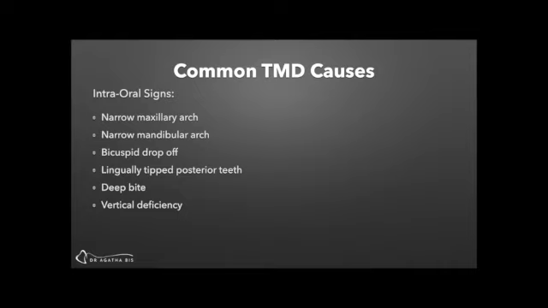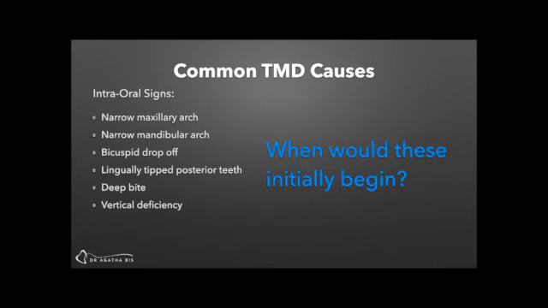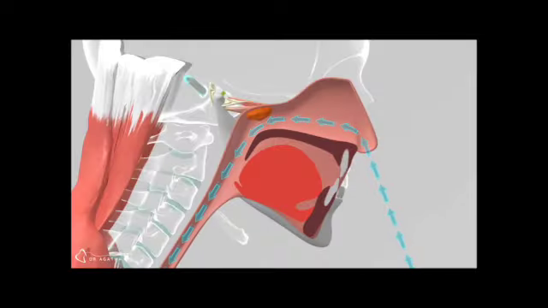But the question is, what caused these? How did these develop? And when did these initially begin? And one of the main causes of TMD actually begins very early on in the developing child, and it has to do with airway. In a normal, healthy person, in a healthy developing child, normal breathing occurs through the nose.